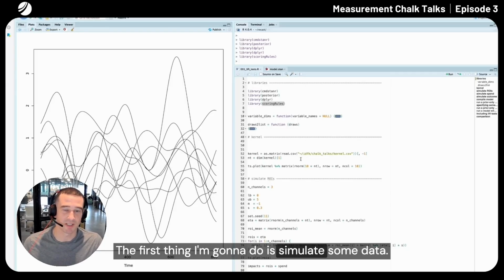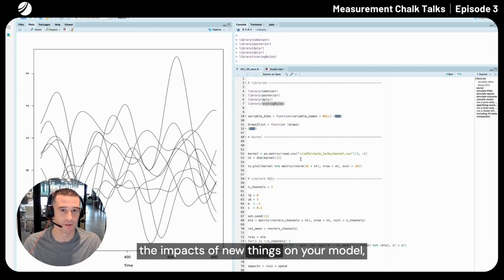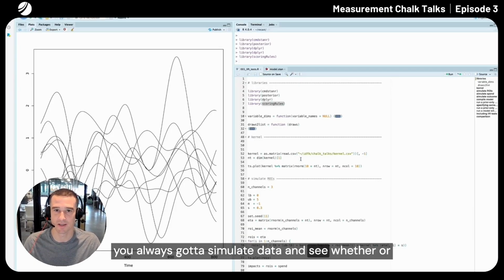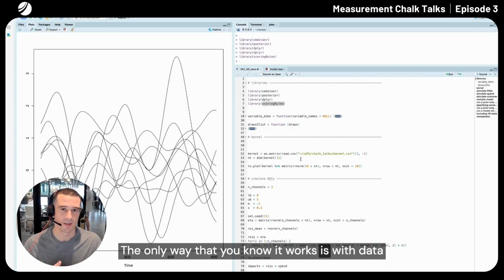The first thing I'm going to do is simulate some data. This is super important always when you're testing model structure, the impacts of new things on your model. You always got to simulate data and see whether or not what you are going to include in the model, in this case, lift test calibration, is actually going to work. The only way that you know it works is with data that you've simulated, because only in the case of data that you've simulated do you actually know the true parameters that drove the model.